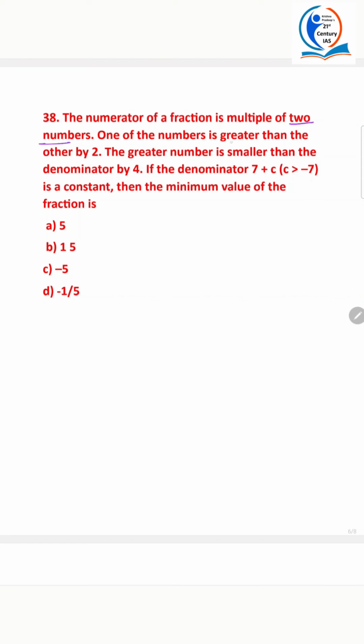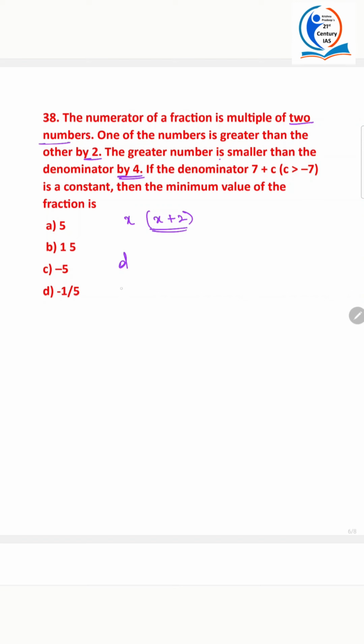Okay. One of the numbers is greater than the other by 2. So, numerator, let us take one number to be x and the other one to be x plus 2. The greater number is smaller than the denominator by 4. Okay. So, let the denominator be d. And this is the greater number of the numerator, right? So, they are saying that the greater number is smaller than the denominator by 4.